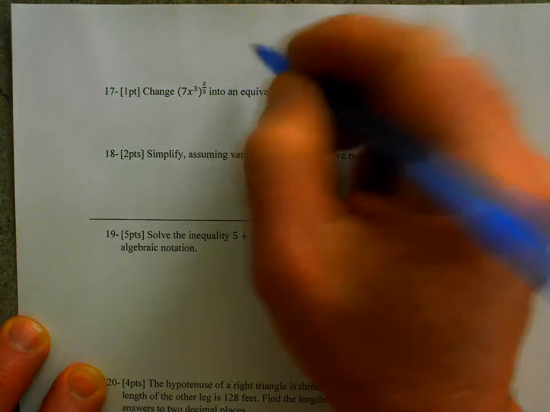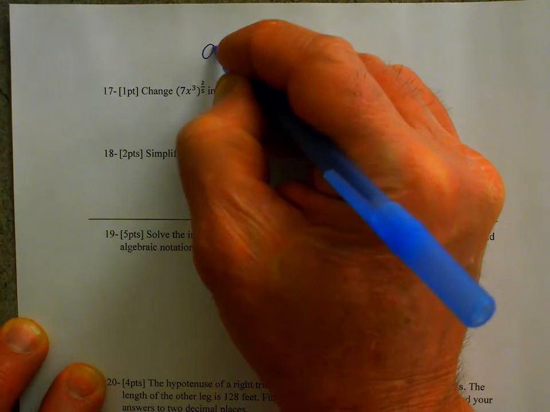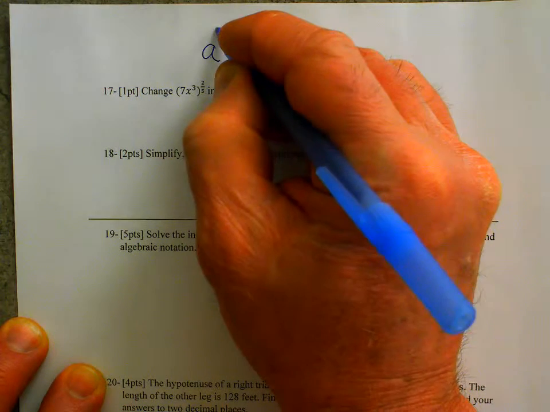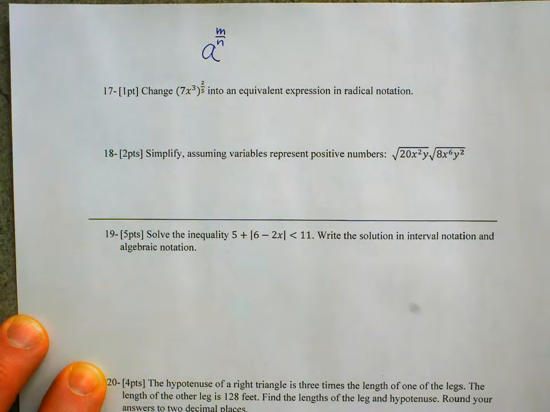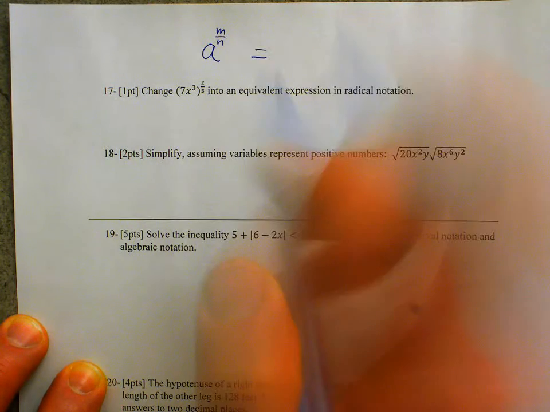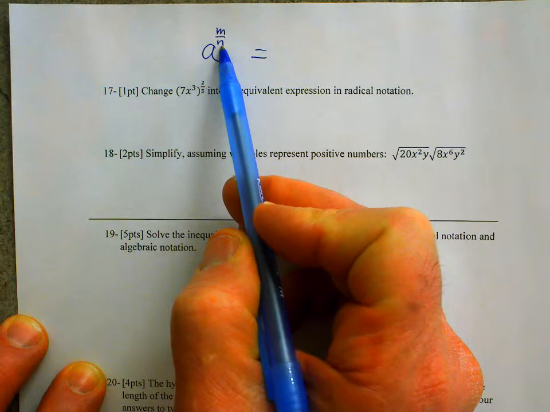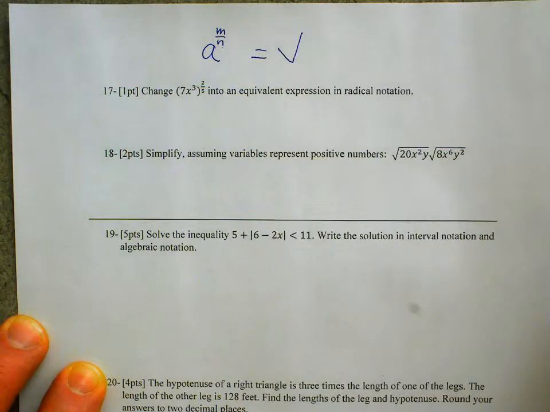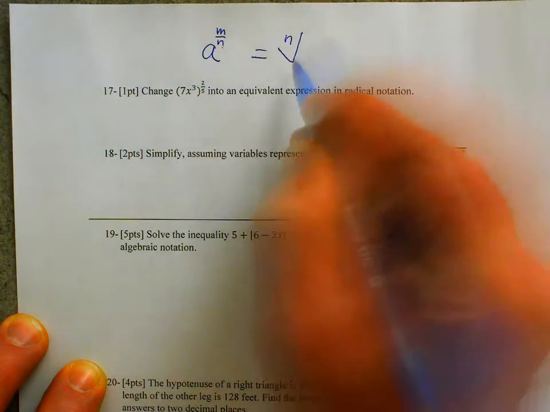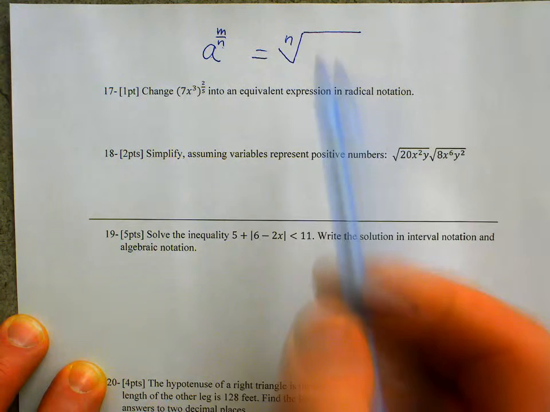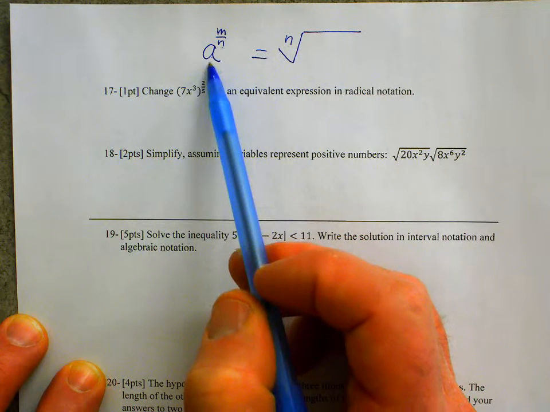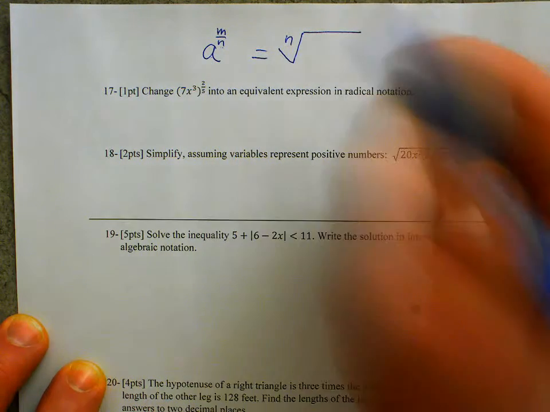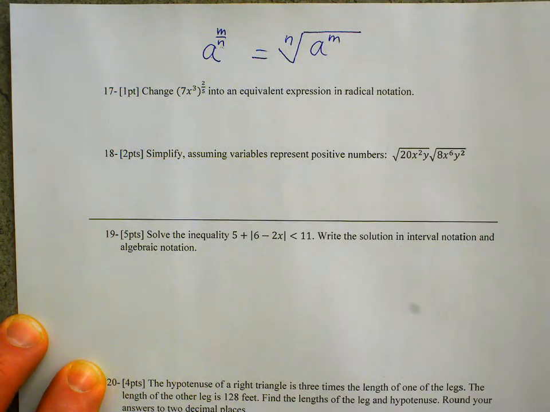So here's a reminder. If you have some expression a with a fraction in the exponent, like m over n, the denominator of the exponent is the same number as the index of the radical. So this number n is the denominator. That's the nth root. And then a to the m goes inside the radical.